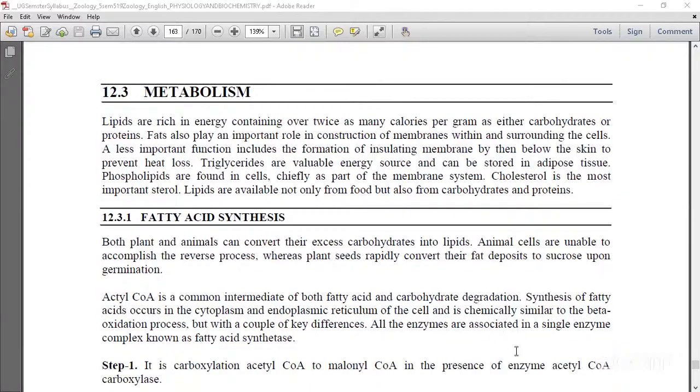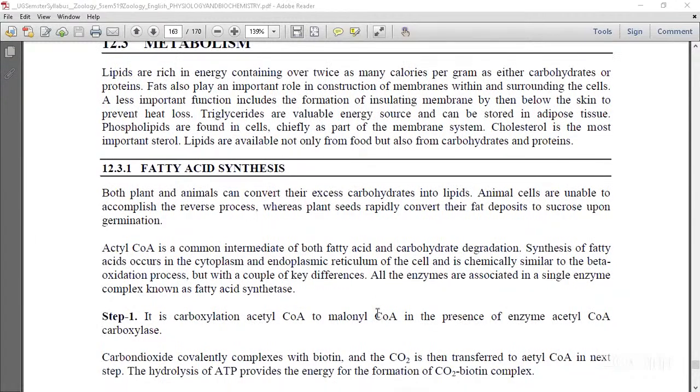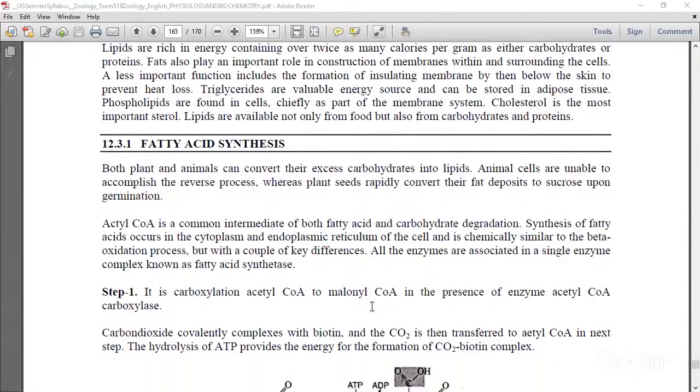The synthesis of fatty acids occurs in the cytoplasm and endoplasmic reticulum of the cell, and is chemically similar to the beta oxidation process, but with a couple of key differences. All the enzymes are associated in a single enzyme complex known as fatty acid synthetase.